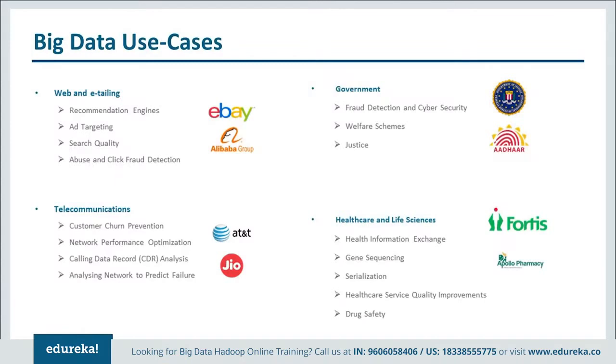You can use big data analytics in telecommunications also in order to find out customer churn prevention, network performance optimization, and analyzing the network to predict failure, so you can prevent loss before the fault actually occurs. It's also widely used by governments for fraud detection and cybersecurity, and in order to introduce different welfare schemes.